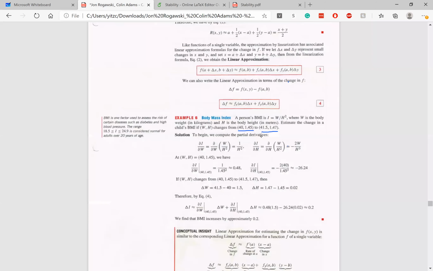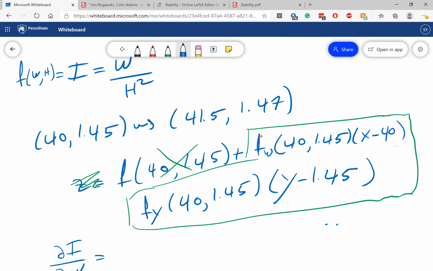So WH, the first one. Good. So W, good. And then the next one is going to be F with respect to H. And then the X over here will be our W. And the Y over here will be our H.